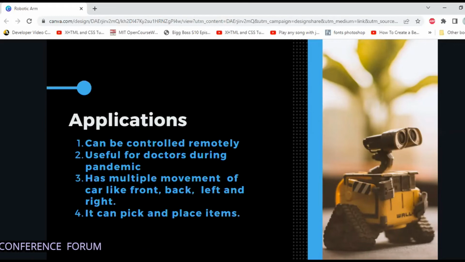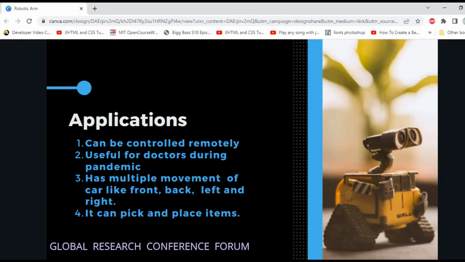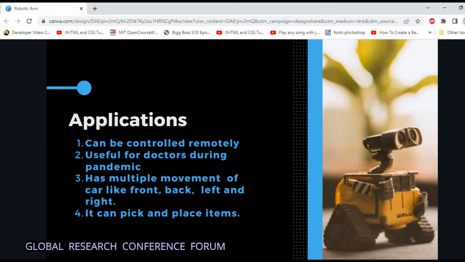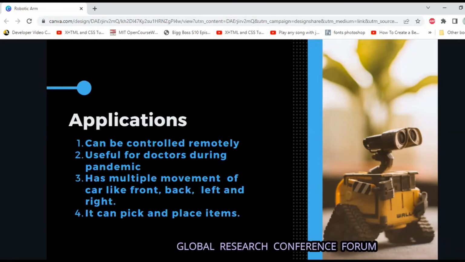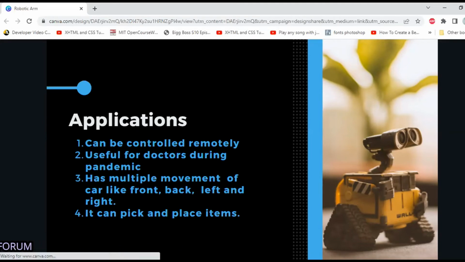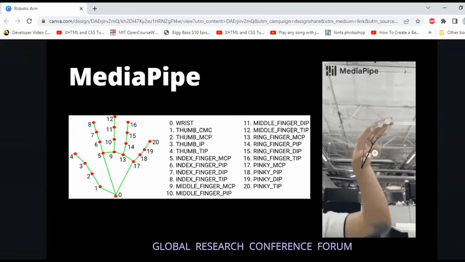This can also be used during a pandemic, because doctors were putting their lives at risk, since anyone in contact with the patients can definitely get COVID. To avoid that situation, as a future scope, we can attach temperature sensors to check the temperature of patients. We can also provide them medicines. And since it can go forward, left, back, every direction, we can make sure that each and every patient can be attended to. Okay, we are using MediaPipe for image detection.